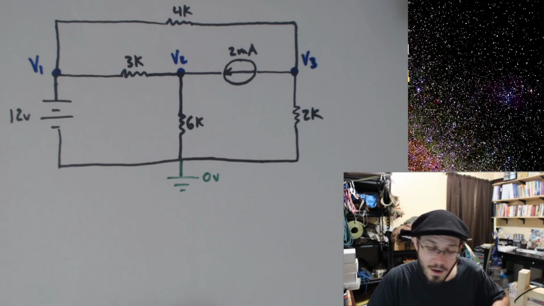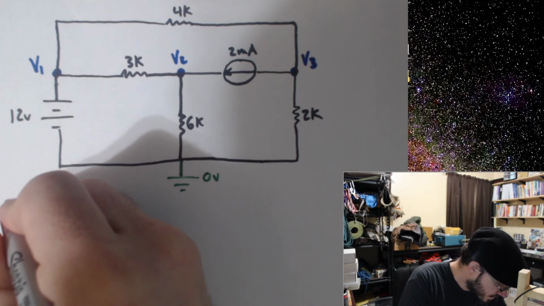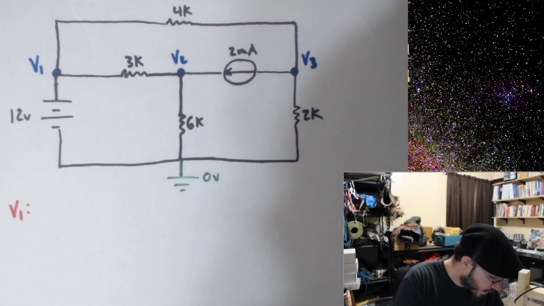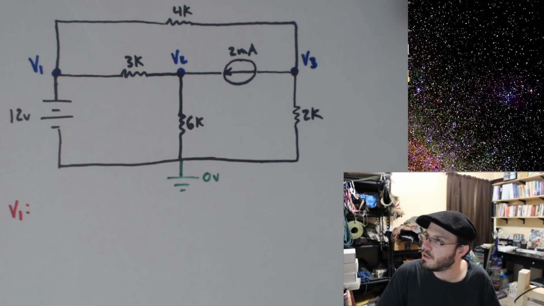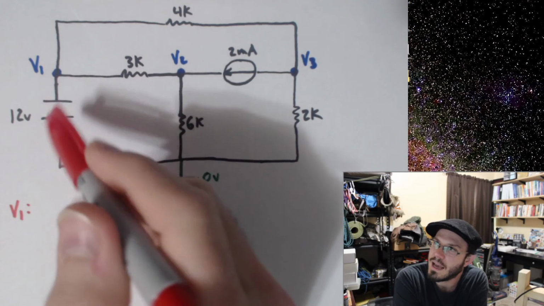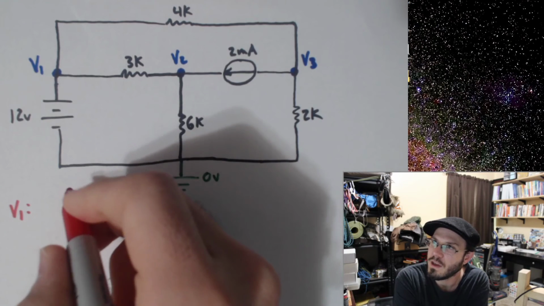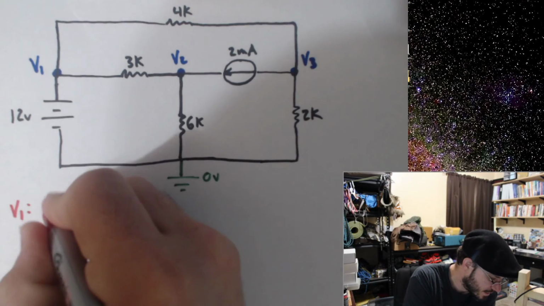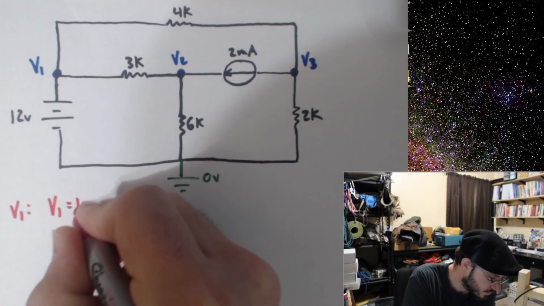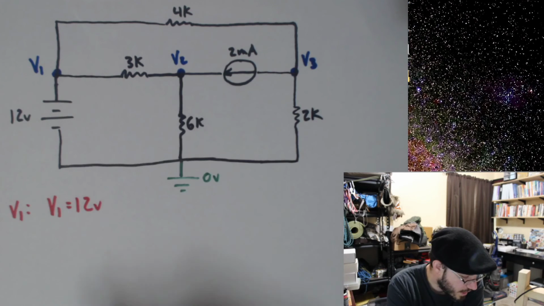Step three, let's write out these expressions. Okay, let's do the first one. What is the first one? Well, notice the first one's pretty straightforward and easy. I don't have to assign any currents. I don't have to write KCL. If my goal is to write out the voltage, well, V1 is equal to 12 volts. Easy.